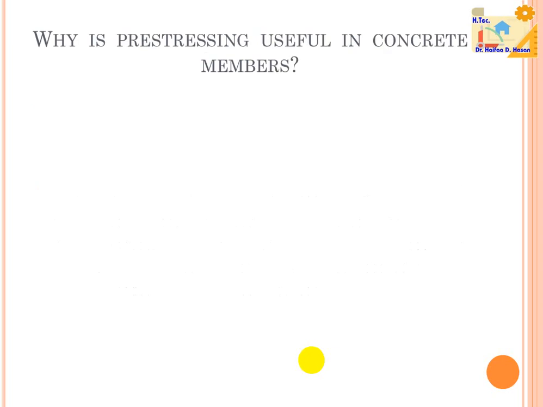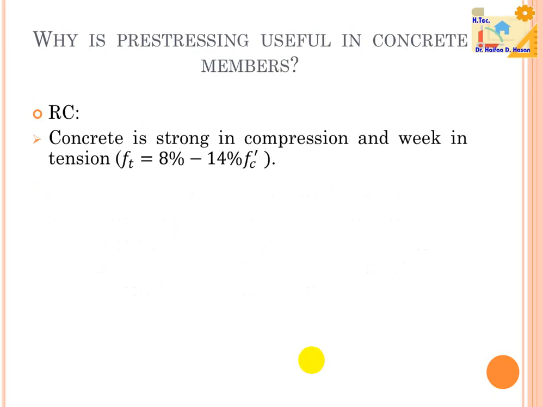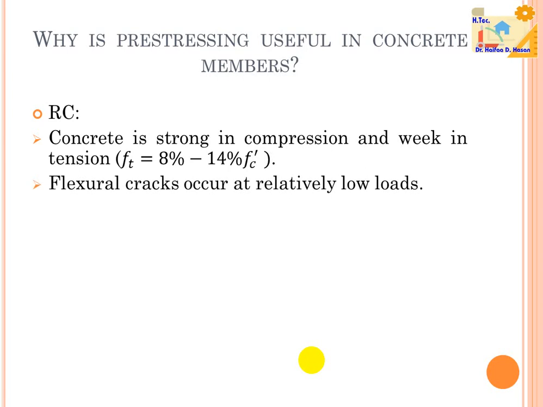Why is pre-stressing useful in concrete members? In reinforced concrete, concrete is strong in compression and weak in tension. The tensile strength is equal to 8% to 14% of the compressive strength f'c. Flexural cracks occur at relatively low loads.